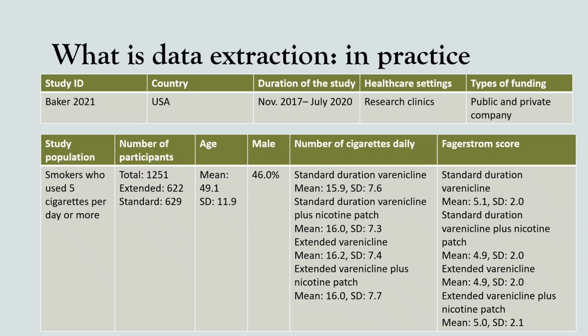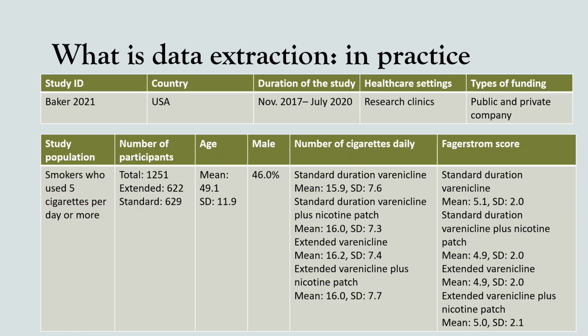This slide shows what data extraction looks like in practice. In this table, we are focusing on two main areas: study characteristics and population. At the top, we have study characteristics. This includes the study ID, the country where the study was conducted, the duration of the study, the healthcare setting, and the type of funding. These details help us understand the context of the research and assess factors such as generalizability and potential conflicts of interest.